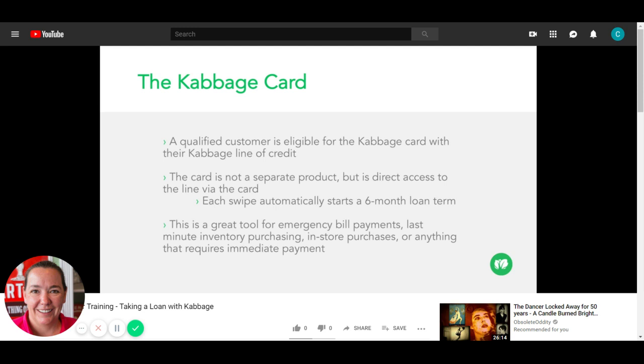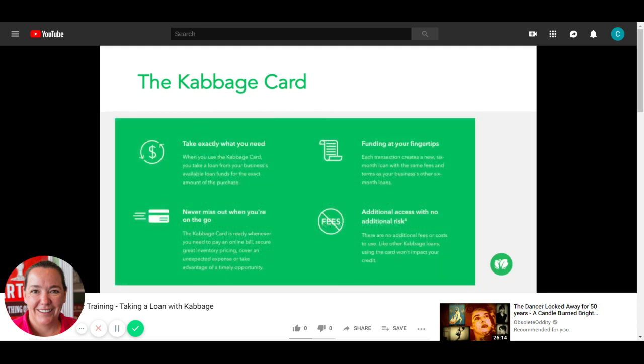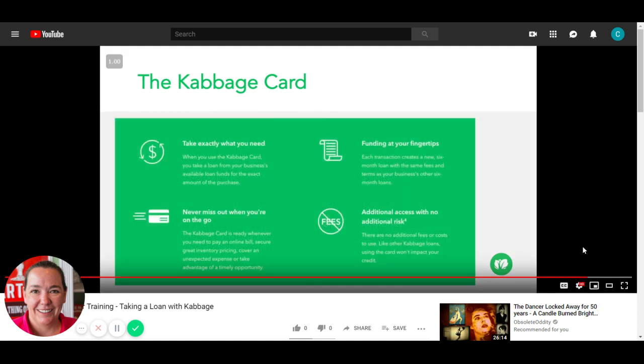This is a great tool to keep in your wallet if you have emergency situations, last-minute inventory purchases, anything that you purchase in store that you want some extra time to pay for. I always found this to be a very handy thing for my business. In this infographic, you can see exactly how you can take exactly what you need. Your funding will be at your fingertips.